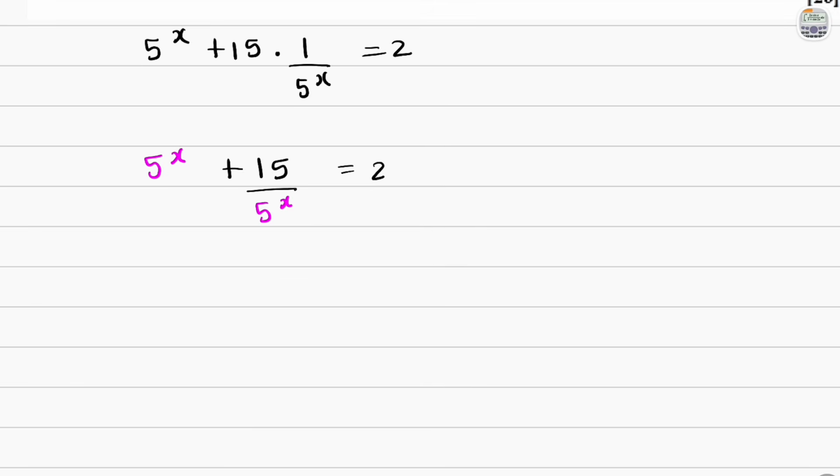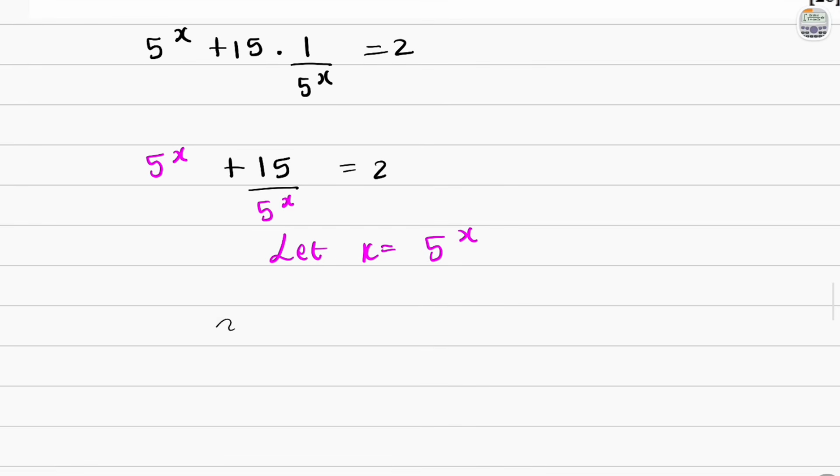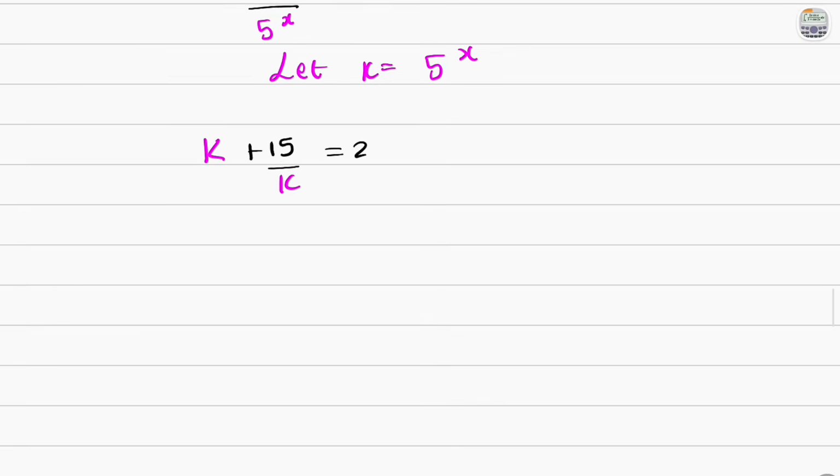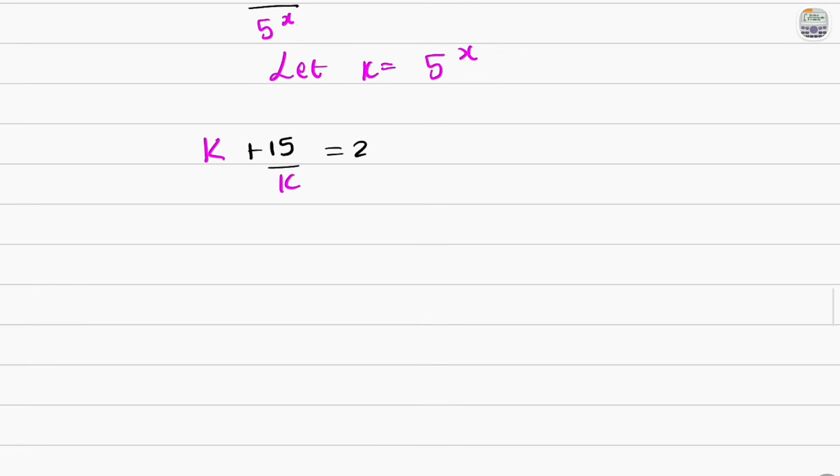So let's go ahead and say, let k equal whatever was repeating. That was 5 to the power of x. If we rewrite this, we have k plus 15 over k equals 2. To solve this equation, the first thing preventing us from solving for k is the k in the denominator. So you'd multiply both sides by k.